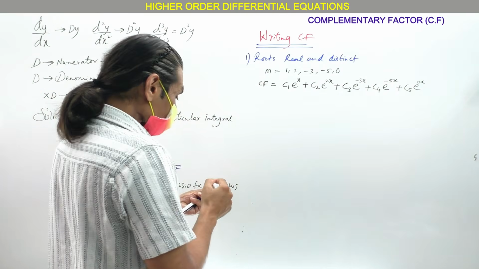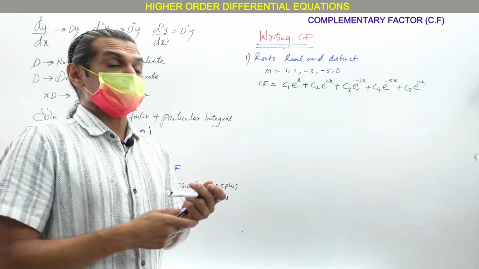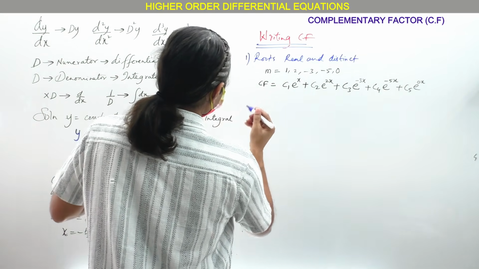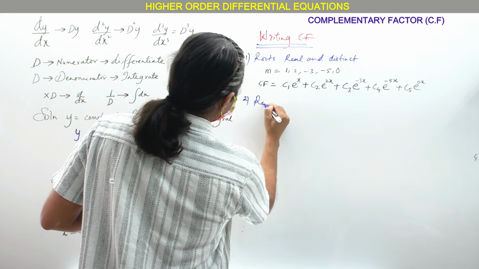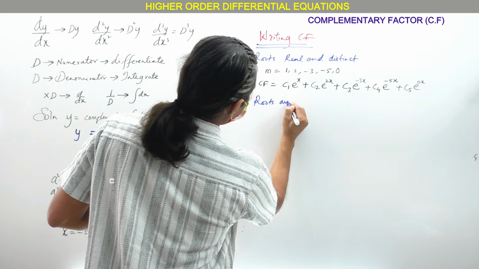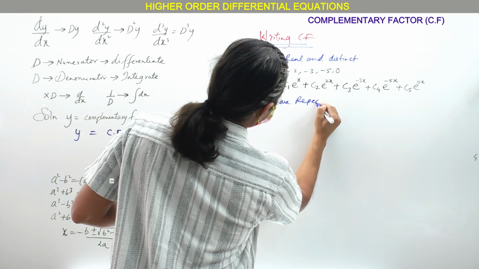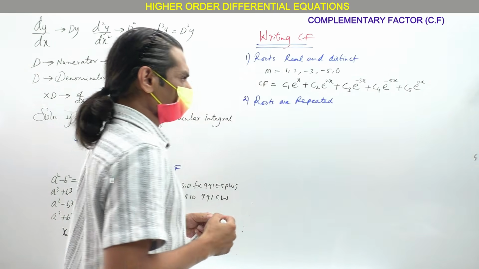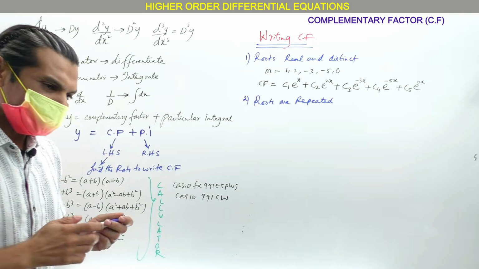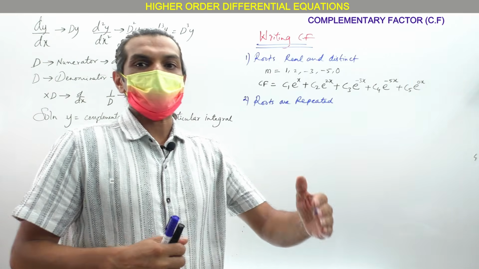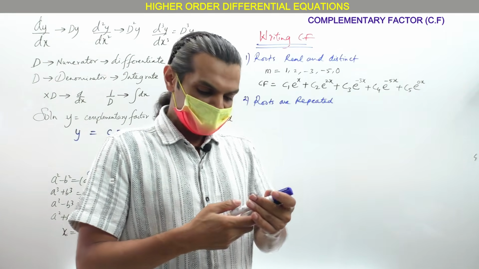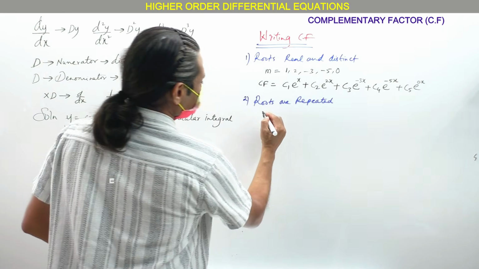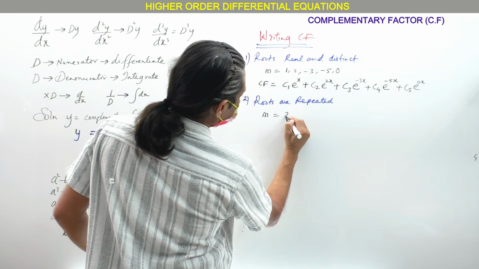The next case, the roots are repeated or same. Second case, roots are repeated. Repeated in the sense, sometimes I get roots as 2, 2, 1, 1, something. Say for example I get roots as m is equal to 2, 2.